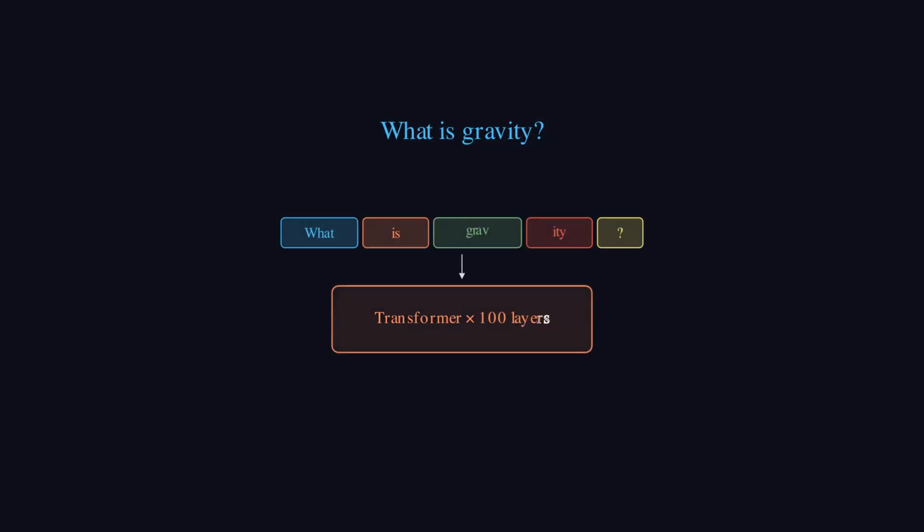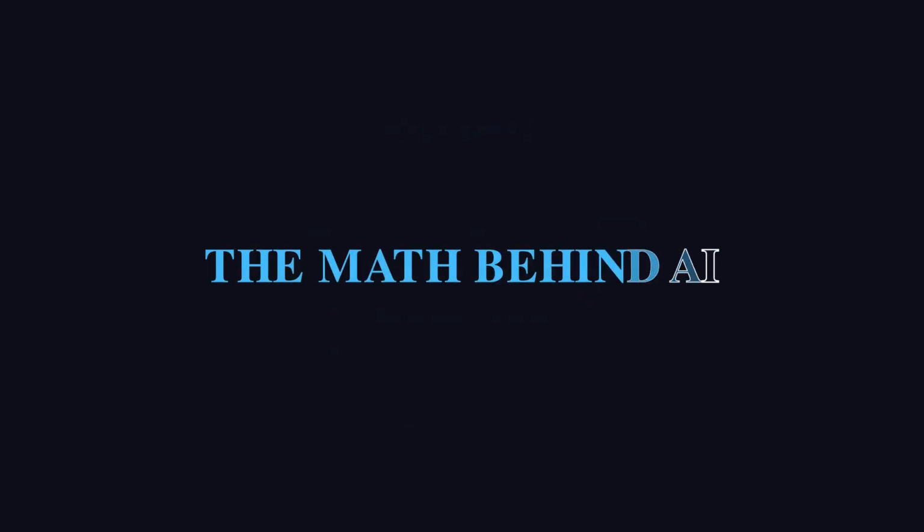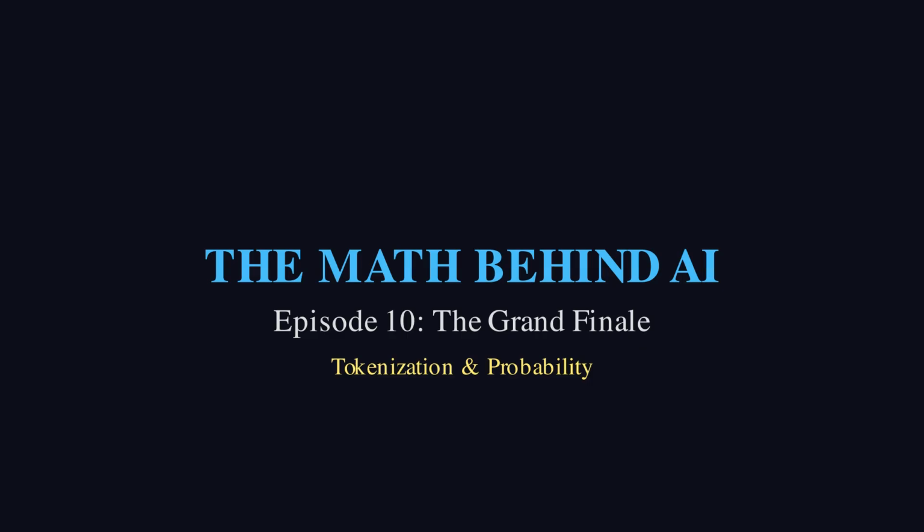You type a question. ChatGPT answers. It feels like magic, but behind the scenes, there's no magic, only math. Your text gets chopped into tokens. Each token becomes a vector. Those vectors flow through 100 transformer blocks. Out comes a probability distribution over the next token. The model samples from it, repeats. Word by word, the answer appears. In this final episode, we put all the pieces together, from your keyboard to the model's response.